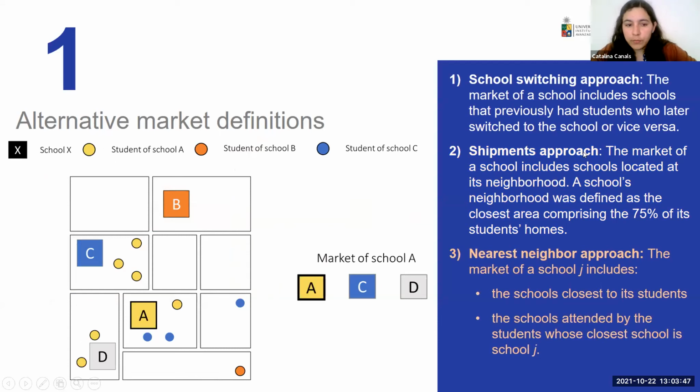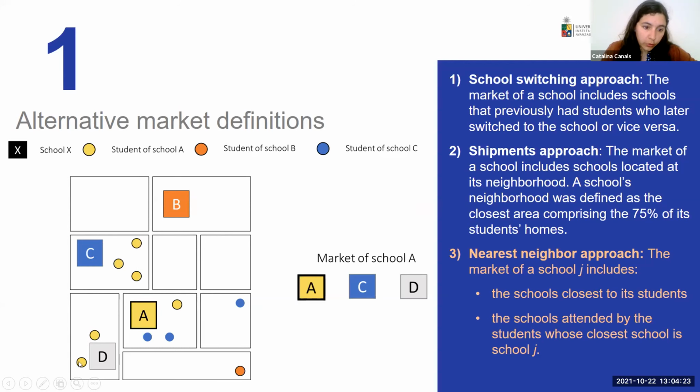And the last definition, we call it the nearest neighbor approach. Under this definition, the market of a school J includes the schools closest to its students, and also the schools attended by the students whose closest school is school J. So in the figure, we have, for example, that these students attend school A, but their closest school is C. So for that reason, we include C in the market of school A.